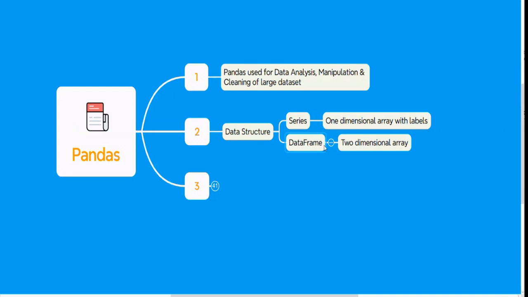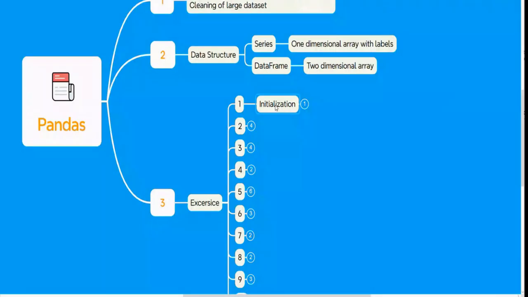Then when it comes to the data frame, it is a two-dimensional array. Again, here also we can give names to our rows as well as the columns. One by one we will start seeing. So first we have to initialize our Pandas library.